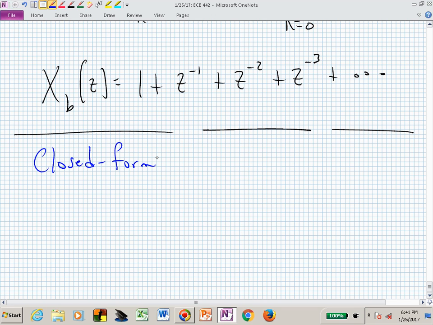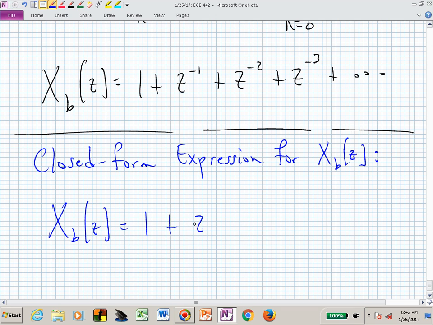And this might start to look similar to what we've already done in an earlier lecture. What's the closed form expression going to look like for capital X sub b of z? Well, we know x sub b of z is equal to 1 plus z to the minus 1 plus z to the minus 2 plus z to the minus 3, etc. But this is actually what? This is just a geometric progression, isn't it?